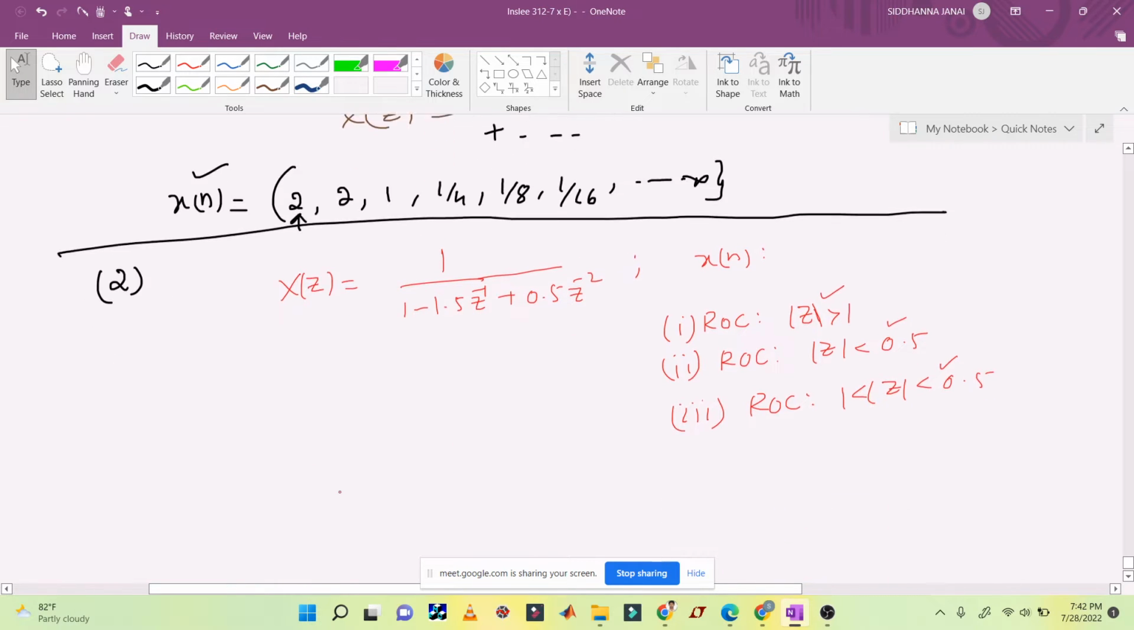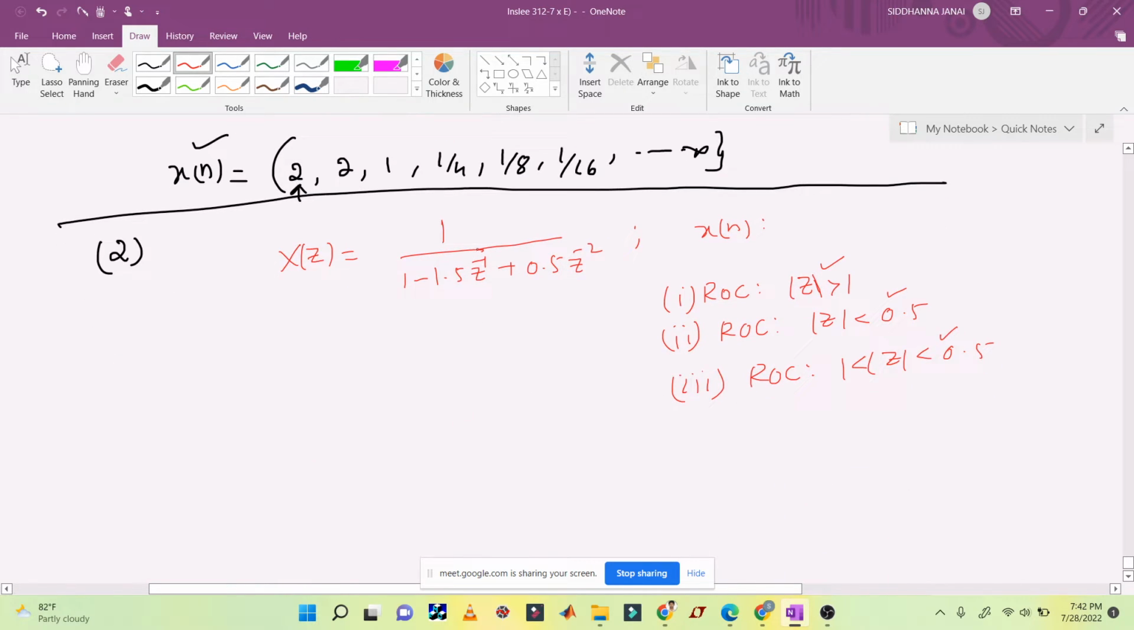Now consider first x of z. X of z, we need to convert this into a form.